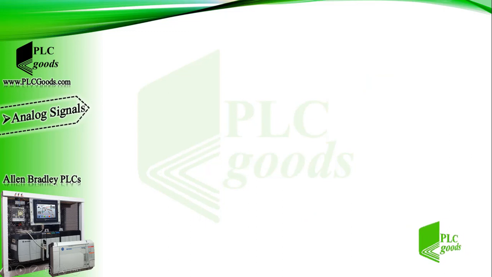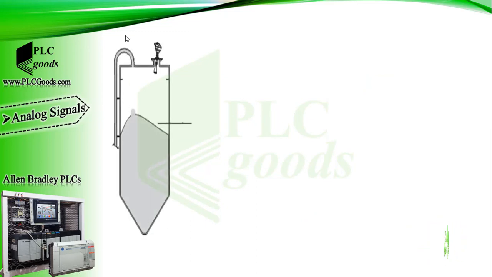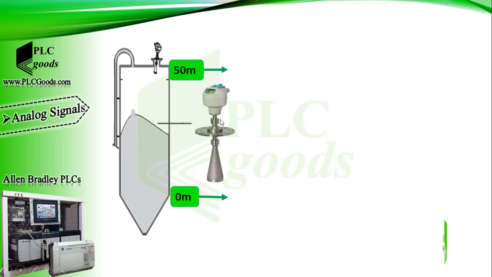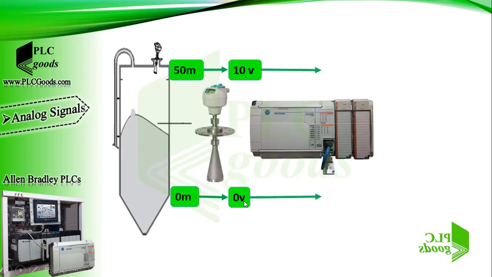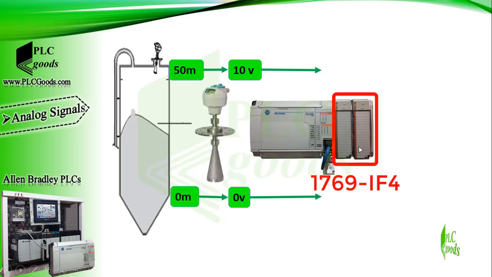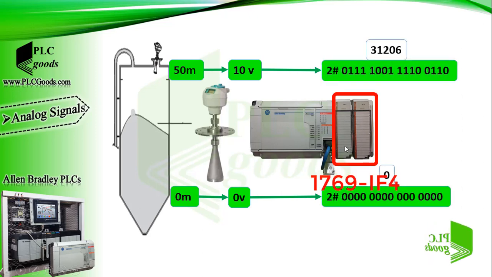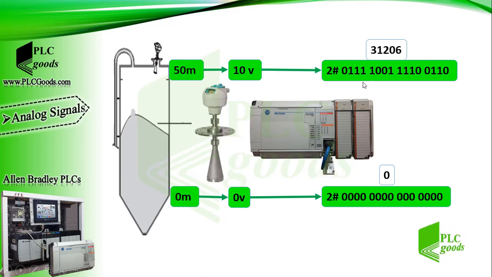Let's see an example. Suppose there is a level transmitter to measure the level of a substance. This transmitter can be tuned to generate a voltage of 0 to 10, corresponding to 0 to 50 meters. PLC can receive the signal with its analog input modules. My analog module model is 1769-IF4. These modules give a number from 0 to 3126, according to the received voltage from 0 to 10 volts.